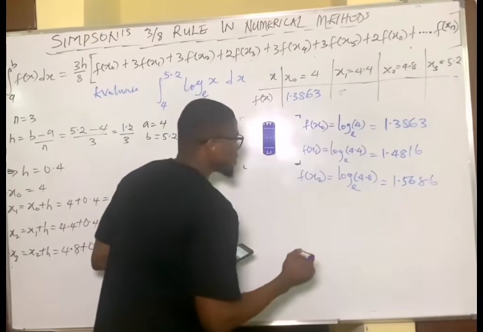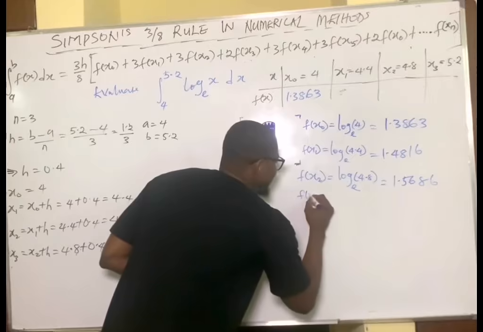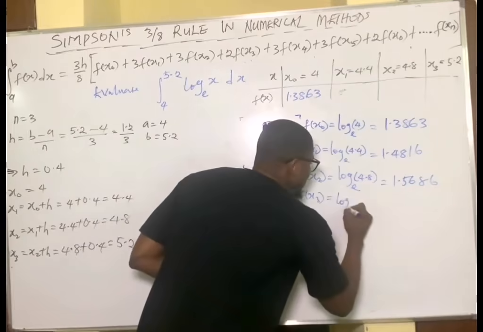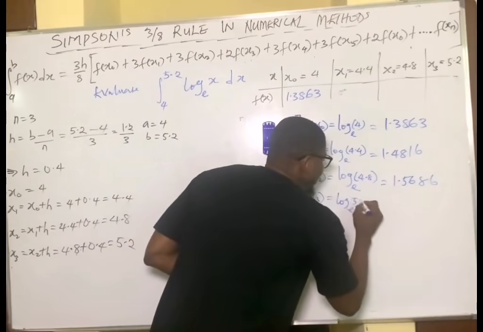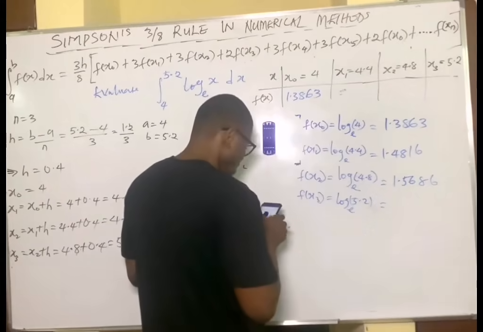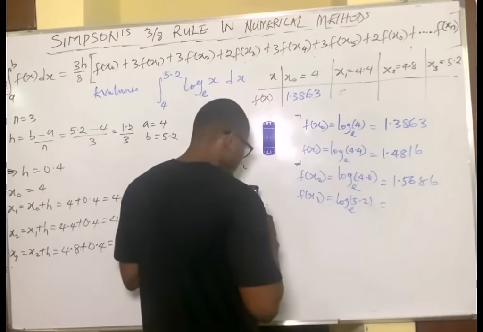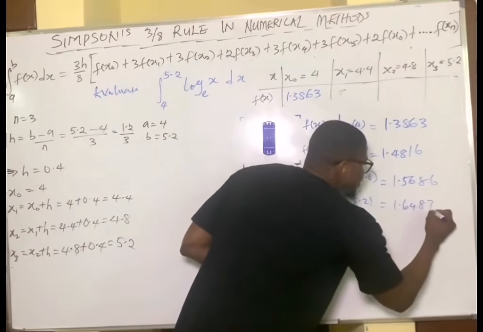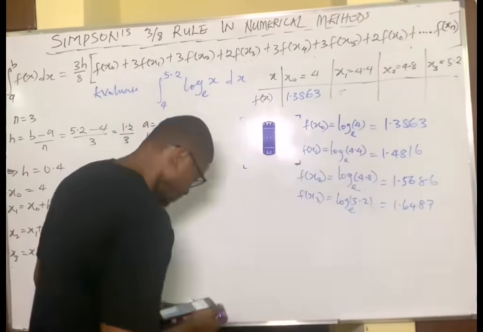1.5686 approximately. Finally, we find f of x3, which is equal to natural log to base e of 5.2. And this is going to be equal to the natural logarithm of 5.2. That gives us 1.6487 approximately.